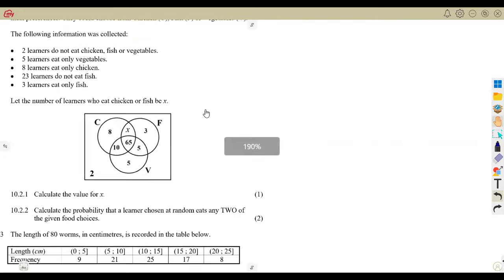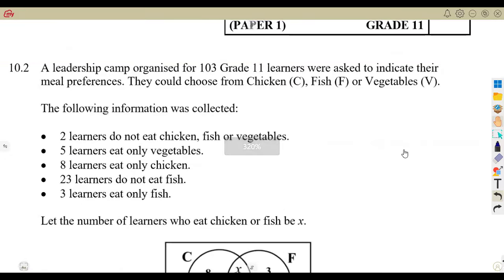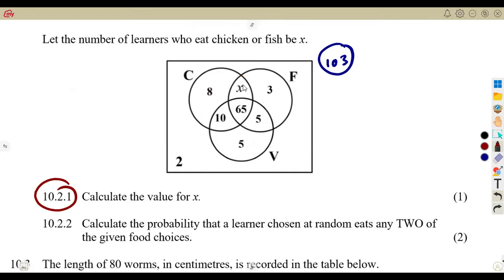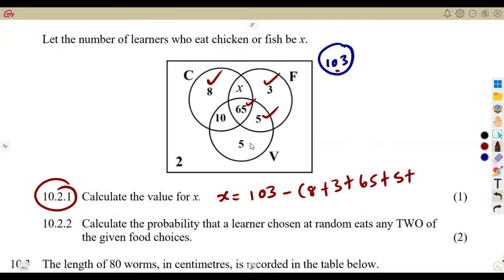In 10.2, you're now given this information. These are learners, and the total learners that we are given are 103. Grade 11 learners were asked to indicate whether meal, chicken, fish, vegetables. This is the information that we are given, but the X is here. This is the one that we want to calculate. So how can we obtain the value of X? We can simply subtract these numbers from the total of 103. We subtract all these, the 3, the 65, the 5, the 5, the 10, and the 2 that we are given like this. So that's our X, 28.